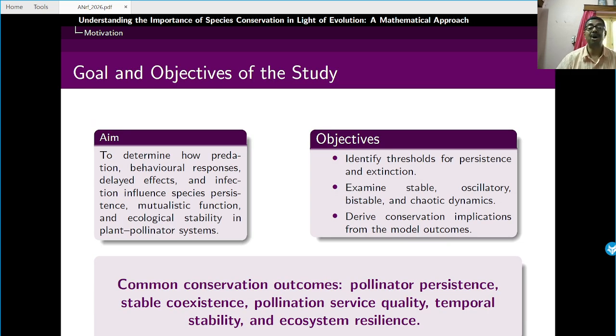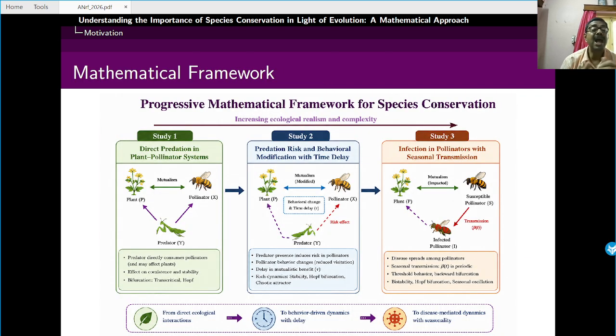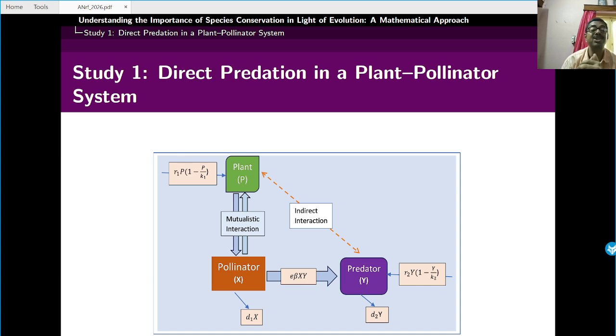This is our goal and the objectives of the study: identify thresholds for persistence and extinction, examine stable, oscillatory, bistable, and chaotic dynamics, and derive conservation implications from the model outputs. And this is the flow of our mathematical framework for species conservation. Study 1 is direct predation in a plant-pollinator system. In study 2, we have studied predation risk and behavioral modification with time delay. And study 3 is infection in pollinators with seasonal transmission.